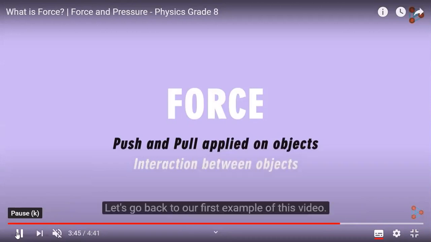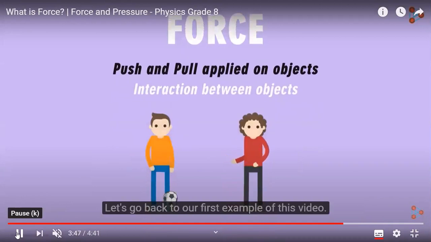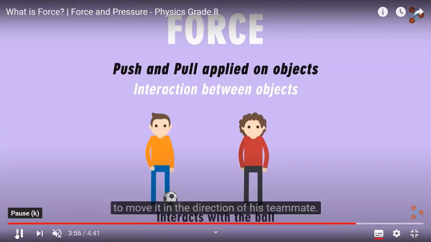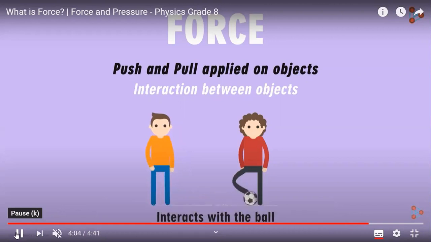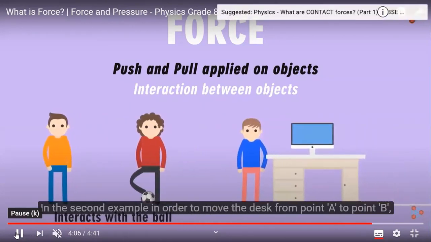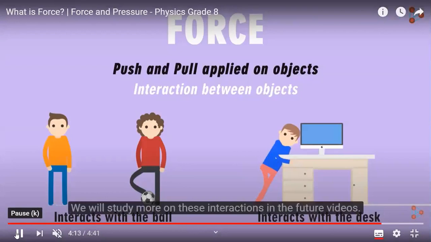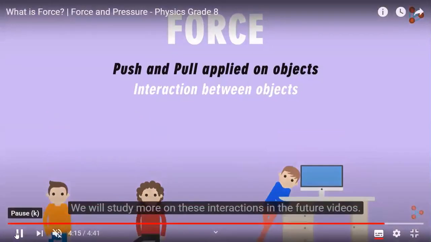What does it mean? Let's go back to our first example of this video. Here, in order to pass the ball to his teammate, the player must move it. That is, he must interact with the ball to move it in the direction of his teammate. He interacts with the ball by kicking it. The ball and the player interact with each other. In the second example, in order to move the desk from point A to point B, he must interact with the desk. We will study more on this interaction in the future lessons.